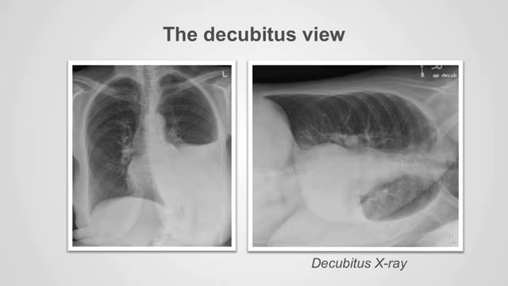If ultrasound is not available, then a decubitus X-ray can be ordered. The decubitus X-ray is performed with the patient horizontal, lying on the side of the questioned abnormality. In this case, we see that there's this whiteness within the left hemithorax, so we question whether this may be a pleural effusion. If we position the patient with the left side down, we see that there is separation of the lung with this whiteness from this point to the ribs, indicating that this represents a pleural effusion.